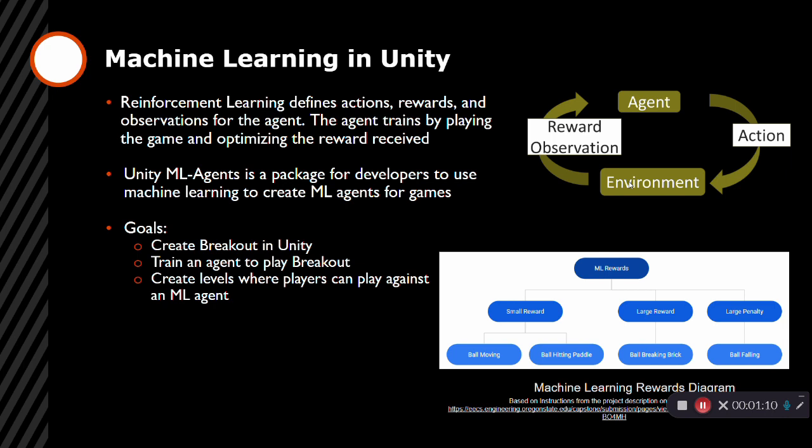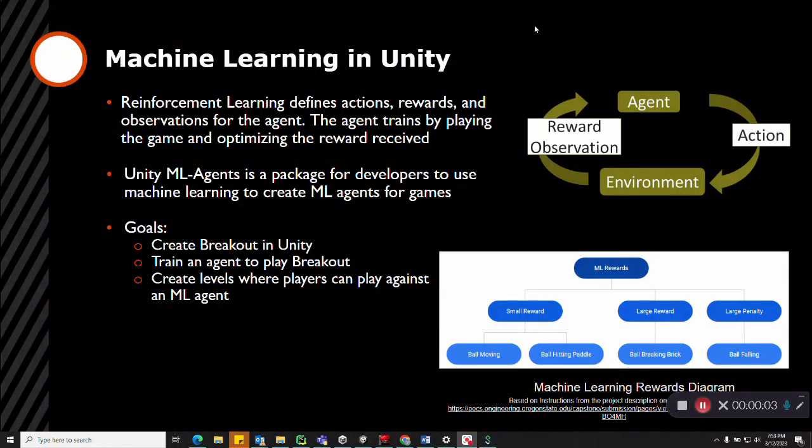Reinforcement learning works by defining actions for an agent, where the agent is the AI-controlled object in the game, in this case the paddle. So we define actions that an agent can take. The agent then has defined observations that it is making in the environment that it's playing in, and defined rewards for different things that are happening in that game environment.